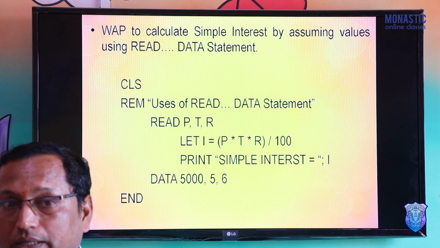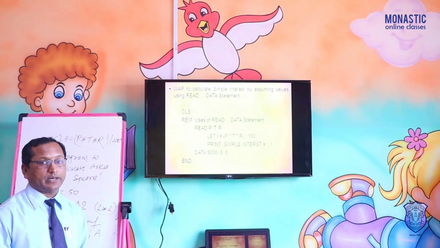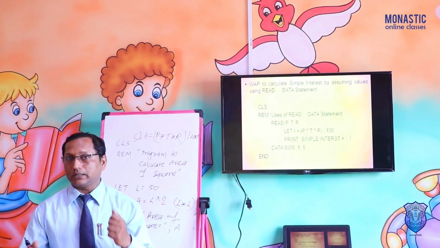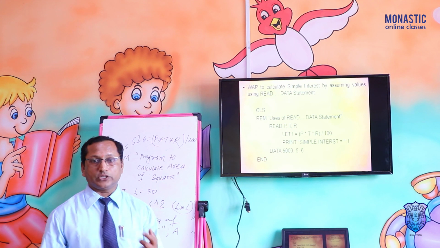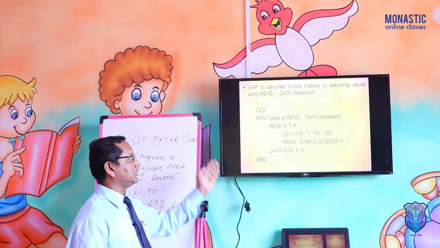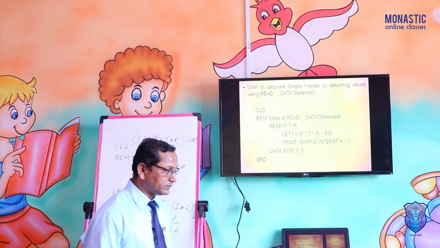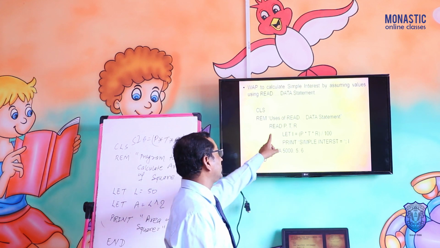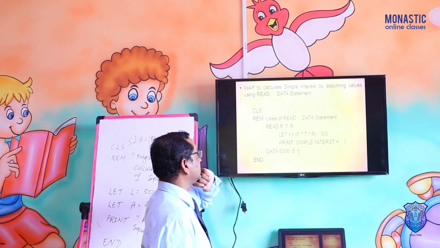But there may be many lines, no? Calculate the average value of 10 different items. Suppose the question is calculate the average value of 10 ages of 10 students. Then 10 times let A is equal to, let B is equal to, let C is equal to, let D is equal to, like this 10 times, no? So in that situation, read and data statements are suitable.